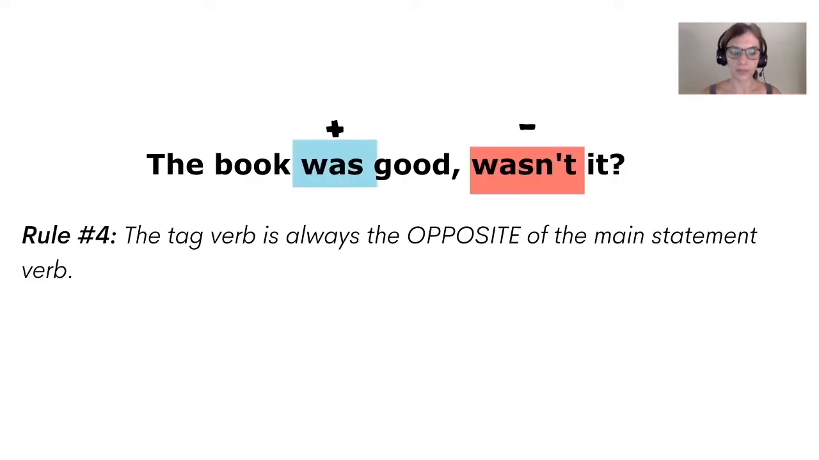Okay, the fourth rule. And this is where things start to get a little bit tricky for a lot of students. But it's actually pretty simple once you get the hang of it. So this rule says that the tag verb is always the opposite of the main statement verb. By opposite, I simply mean positive and negative. So if we have the book was good, there's no not here. It's not the book wasn't good. It was good. So it's positive. So that means that in the tag question, we need to add a not to this. We need to make it negative. The book was good, wasn't it?